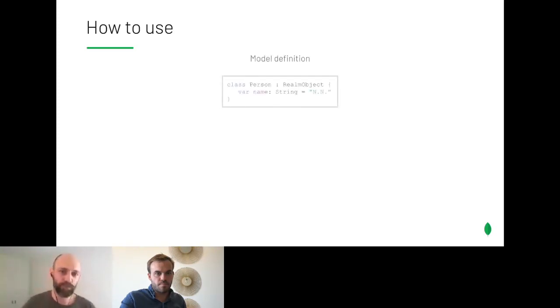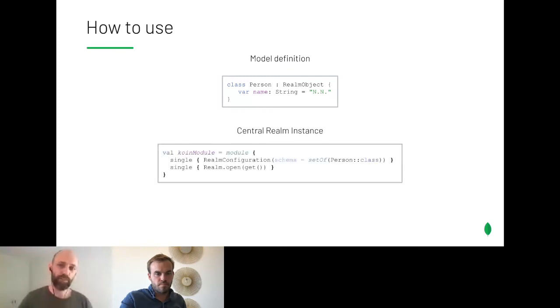You've already seen a model definition. It's a very tiny one. And with this new ability to share our Realm instances, we can now supply one central instance. And here I've exemplified it by using a tiny Koin module. So we are able to share this instance throughout the app.